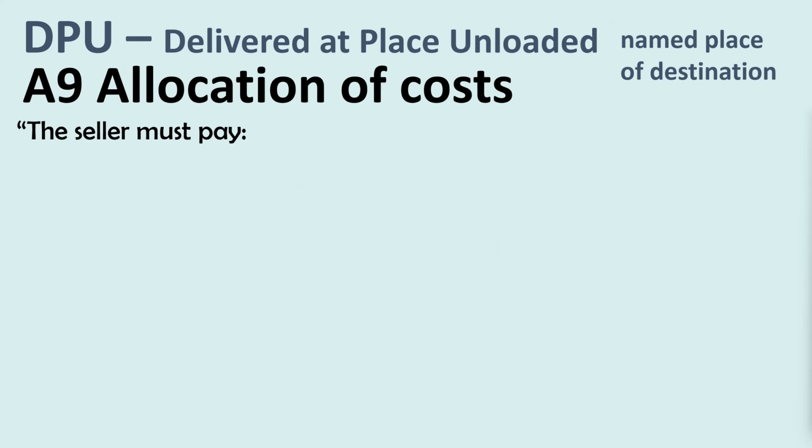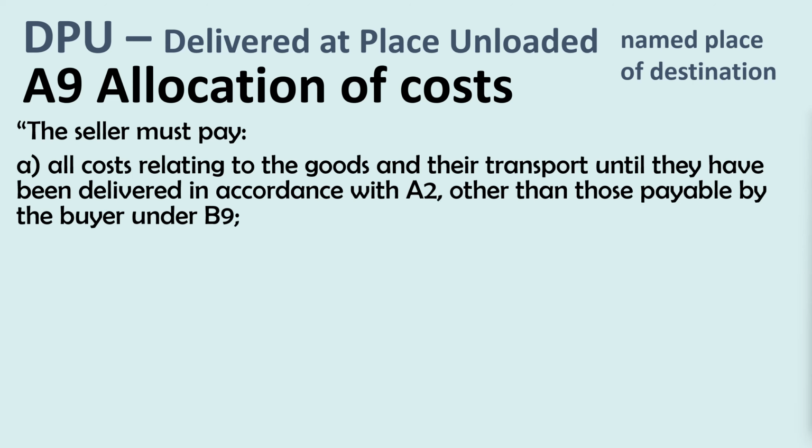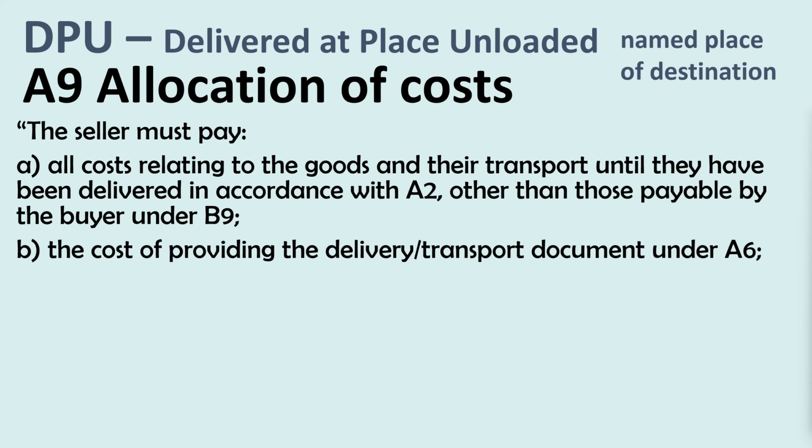Allocation of costs. The seller must pay A. All costs relating to the goods and their transport until they have been delivered in accordance with A2, other than those payable by the buyer under B9. The seller must pay B. The cost of providing the delivery or transport document under A6.